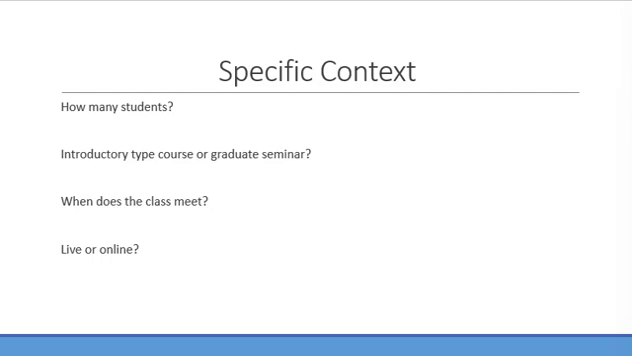Let's go a little bit deeper into each of these. You've read through them. How many students? Typically in our graduate school classes, we're going to have a set number that has been established by the program or by administration. Is a class an introductory type course or a graduate seminar? Again, we're in graduate school, so we're going to be something like a first year course, second year course, or a third year course. When does the class meet?